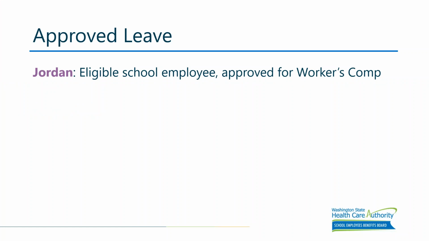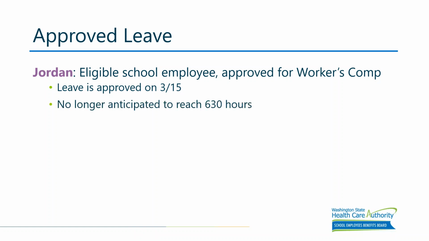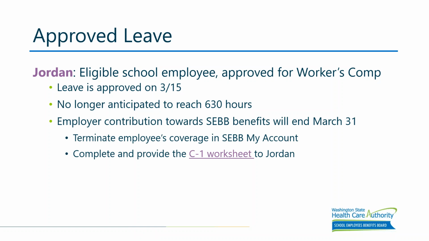So here we have Jordan. Jordan is an eligible school employee, and Jordan was approved for workers' comp. So Jordan's leave is approved on March 15th. Jordan is no longer anticipated to reach 630 hours now that she's going out on workers' comp. So that employer contribution towards SEBB benefits will end March 31st, last day of the month. So you as the VA will need to go in and terminate the employee's coverage in SEBB My Account. And then you have to complete and provide the C1 worksheet to Jordan. So let's go take a look at that C1 worksheet.